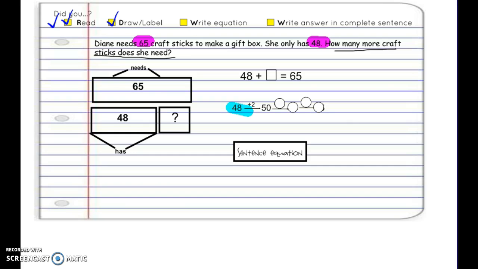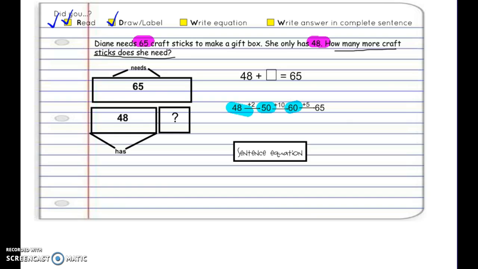Now that I'm at 50, I think I want to continue adding by 10 because I know I have to get to 65. So if I'm at 50, I can add 10 more to my problem, and then that will give me 60. Now I'm at 60, and I know I need to make it to 65. So looking at my hundredths chart or mental math, I know that I need 5 to get to 65.